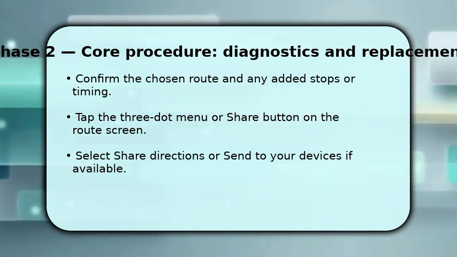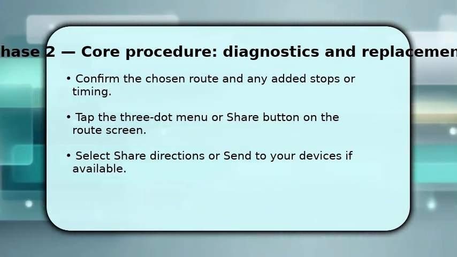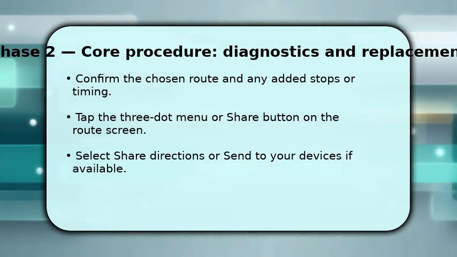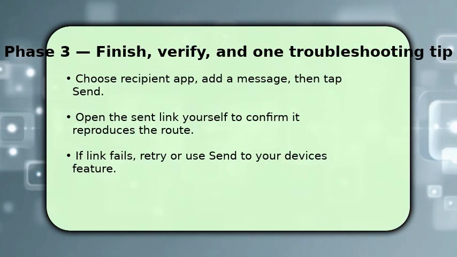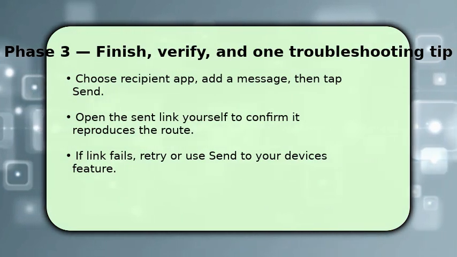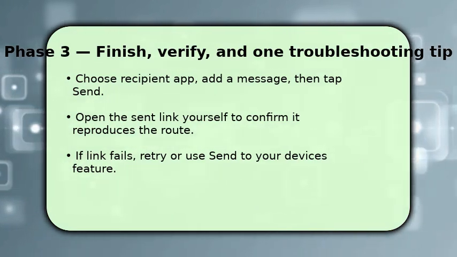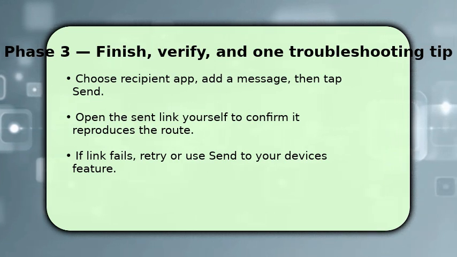When the Share panel opens, pick how you'll send it: messaging apps, email, or send to your devices. Choosing the right app matters because recipients will get a link that opens the same route in their maps. Finish by selecting the app or contact to receive the route and tap Send. You can add a quick note that explains timing or stops.